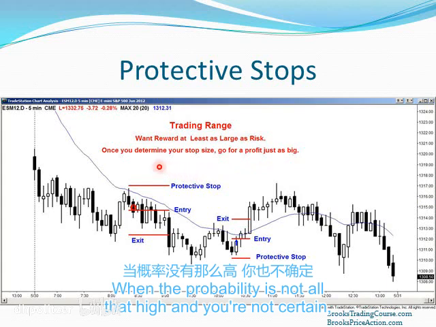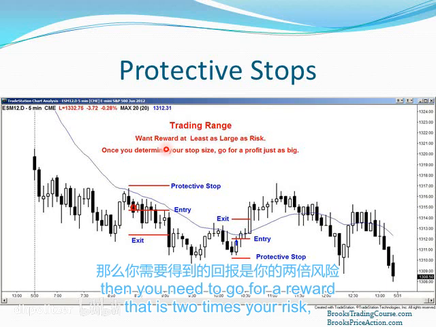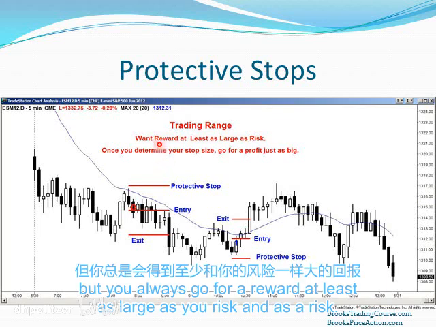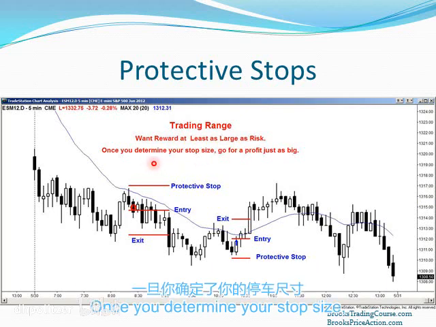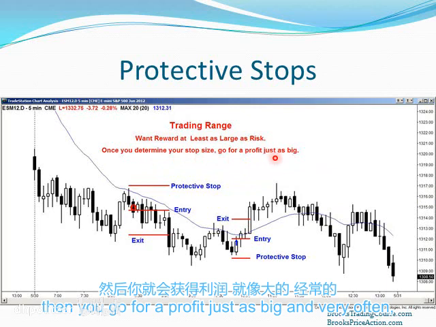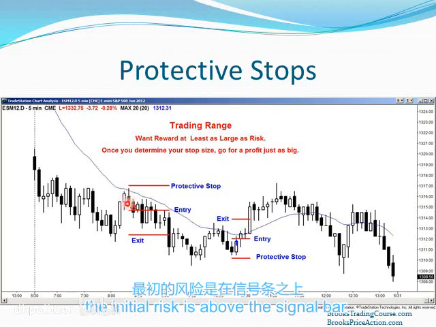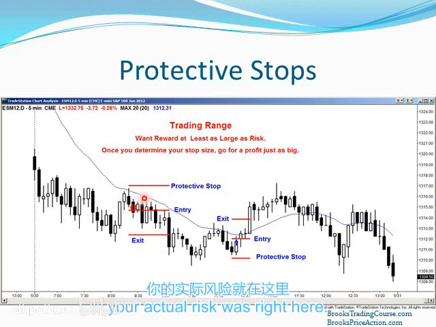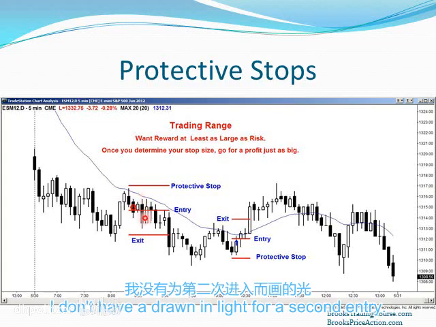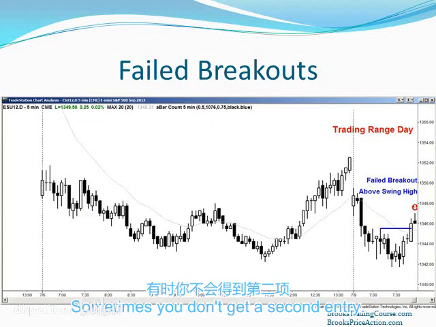When the probability is not all that high and you're not certain, then you need to go for a reward that's 2 times your risk, but you always go for a reward at least as large as your risk. Once you determine your stop size, then you go for a profit just as big, and very often you have to quickly convert your target based upon actual risk instead of initial risk. Here the initial risk is above the signal bar, but once you were in the trade, your actual risk was right here. I don't have it drawn in, but for a second entry, sometimes you don't get a second entry.